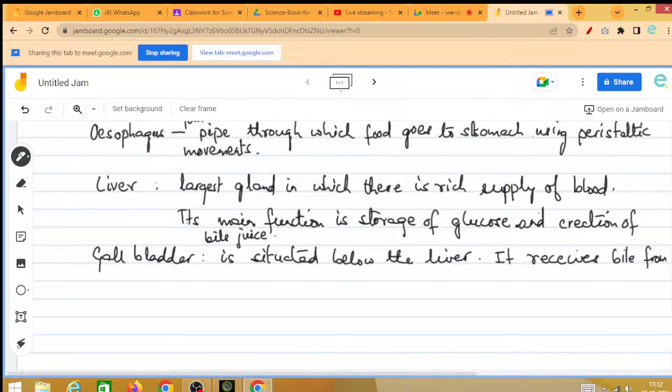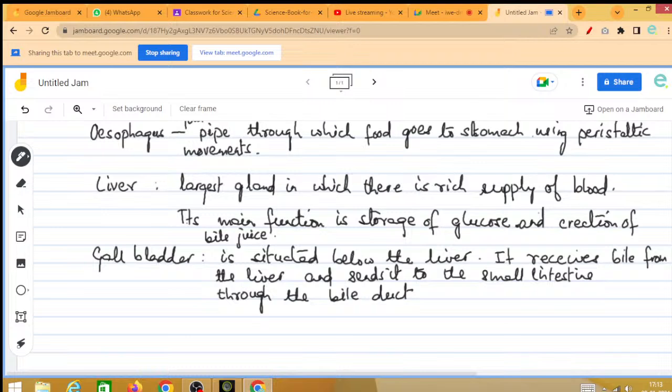How does it send it to the small intestine? Through the bile duct. So that is also a small pipe, a bile duct, which takes it to the small intestine. Next, it mixes with the food and helps in the digestion of fat.